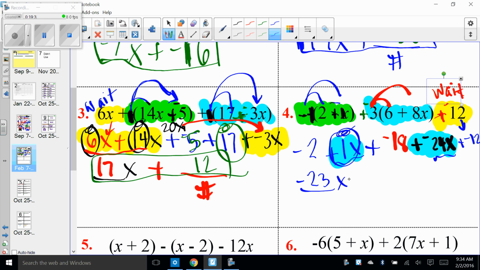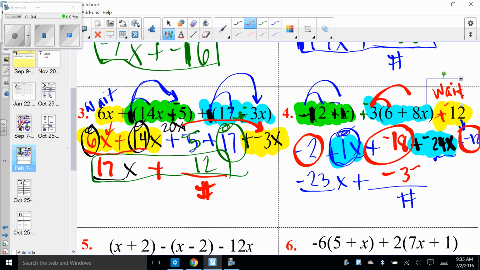Now combining the numbers in the number bin, we have negative 2, negative 18, and negative 12, which ends up being negative 32. Those are the numbers. These are unlike terms because negative 23 has an x in it. Negative 32 does not, so we are done.